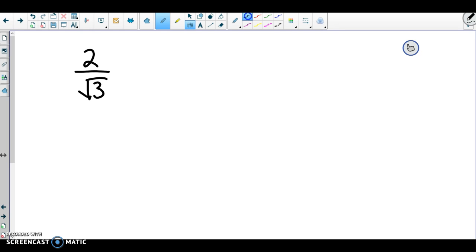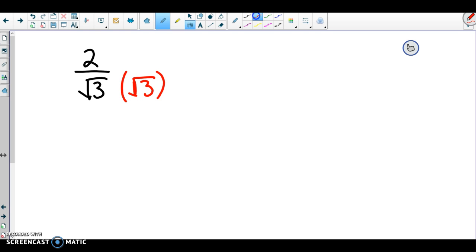So this is what we call rationalizing a denominator. We cannot have a radical in the denominator. Well, so in order to get rid of it, I have to multiply it by itself, because if I take the square root of 3 times the square root of 3, that's going to be the square root of 9, and I end up with 3. So I'm going to multiply here by the square root of 3.